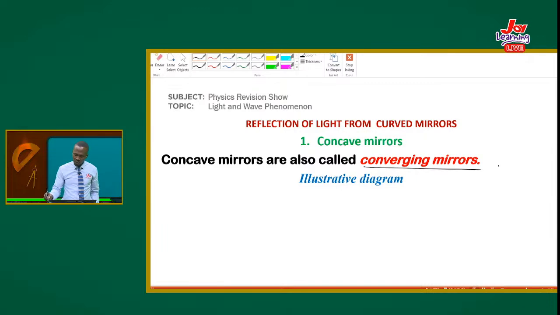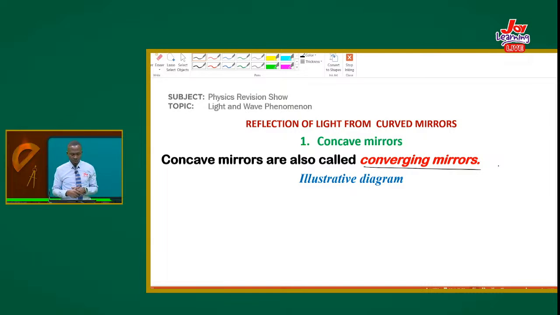Converging mirrors. To converge means to meet at a point. So we're going to converge at this point, maybe at the school's physics lab. We're going to meet there. So why do we call a concave mirror a converging mirror? A concave mirror is what's called a converging mirror.